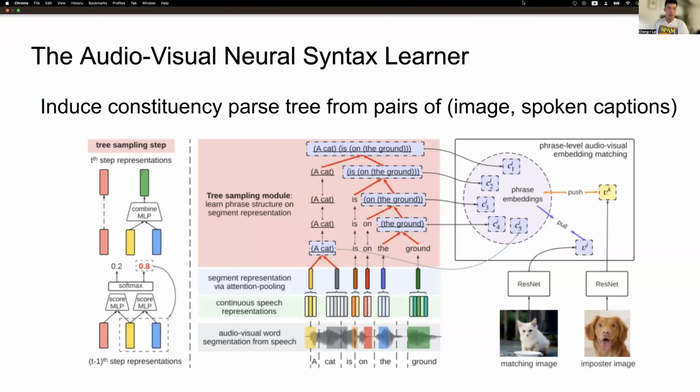In a nutshell, this is the audio-visual neural syntax learner that induces constituency parse structure from pairs of image and spoken captions, bypassing text. At the very bottom, we have the speech. We extract a word segmentation and segment level representation without supervision. These segment level representations are then fed into the parser, which is guided by the phrase level audio-visual embedding matching. And this bypasses text or ASR.